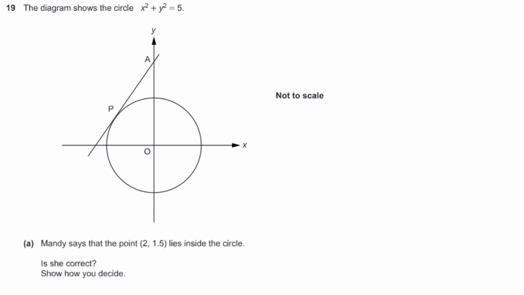Question 19. The diagram shows circle x squared plus y squared equals 5. Mandy says that the point 2, 1.5 lies inside the circle. Is she correct? Okay, you must show how you decide.